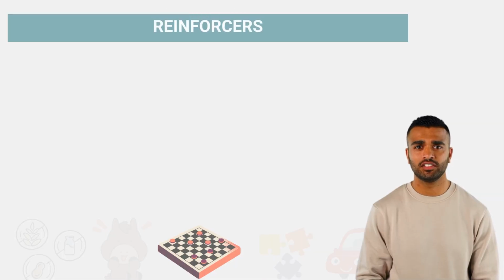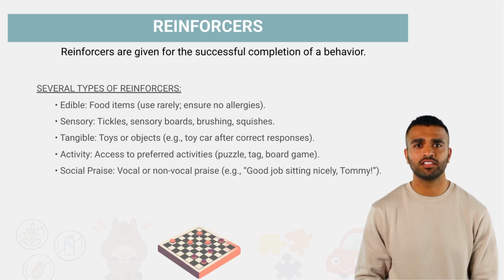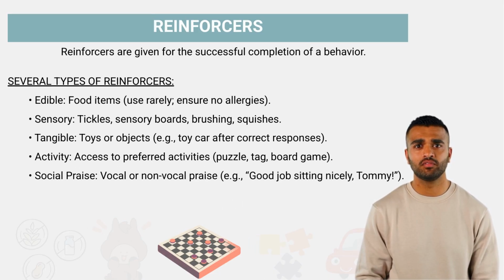Next is reinforcers. Reinforcers are given for the successful completion of a behavior. First is edible reinforcers. Edible reinforcers are items that an individual can eat. These reinforcers can be highly motivating but should not be the sole source of reinforcement. We should rarely use this form of reinforcement, and it should only be used when parents give us permission. It is essential to be aware of any food allergies or special diets before we use edibles.